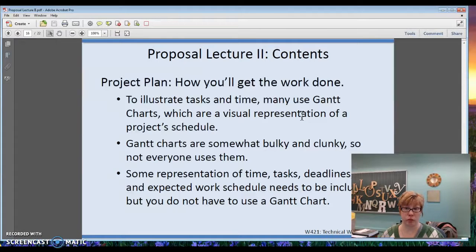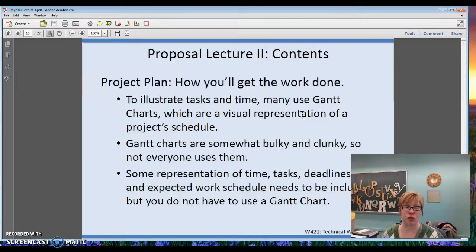One thing that most of you, no, in fact, all of you need to include is some sort of representation of tasks relevant to time. Okay, so that just means how many tasks you have and how long each of those tasks is going to take to complete, or what the deadlines are.